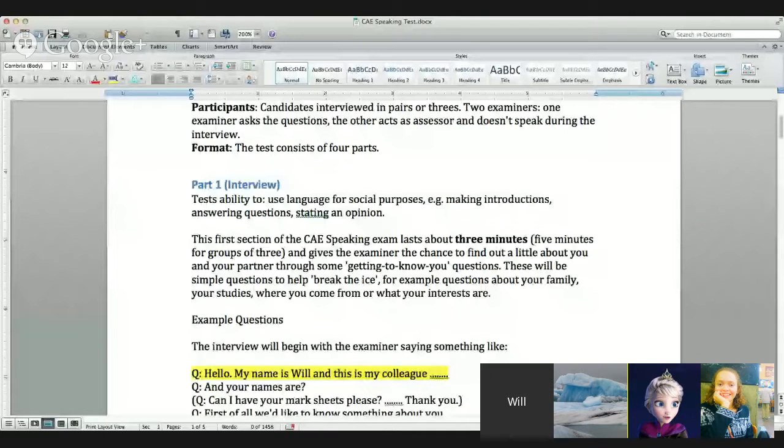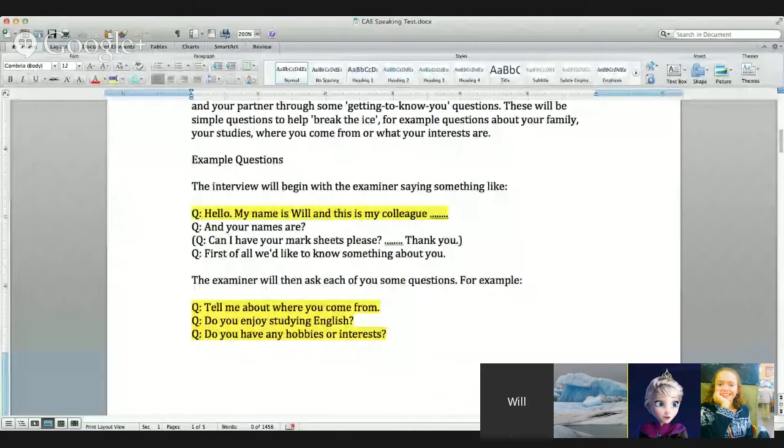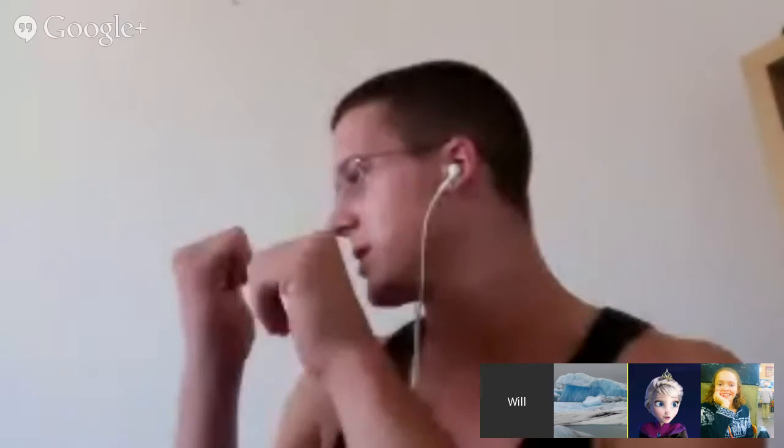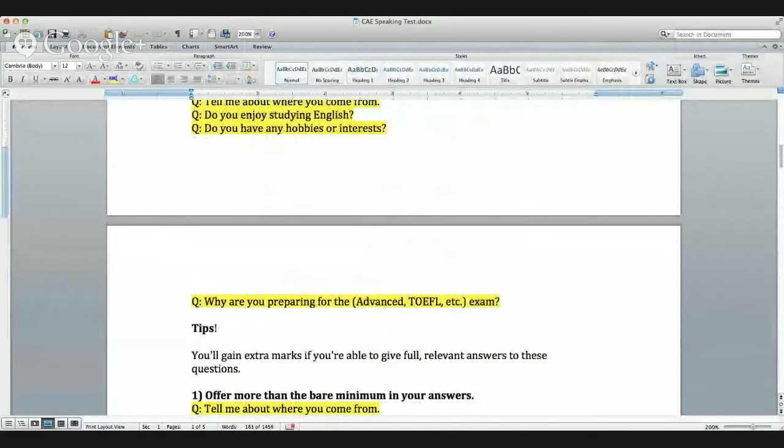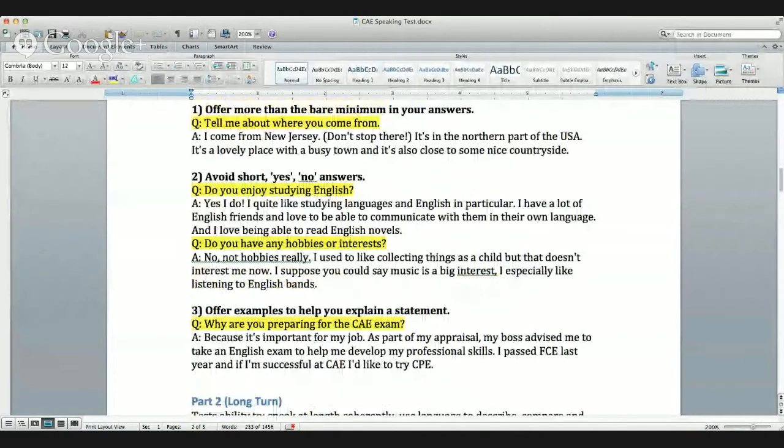Okay. First part is going to be, we actually do two things at once. We learn about the exam and we learn about you guys. So the first part of the exam is just basically talking with the interviewer. So the interview begins, the interviewer introduces themselves. So for me, that would be, hello, my name is Will. There will be someone back there watching you. They'll introduce themselves. And then we just ask you some questions about yourself. So, for example, tell me about where you come from. Do you enjoy studying English? Do you have any hobbies? And we have some tips for you here.